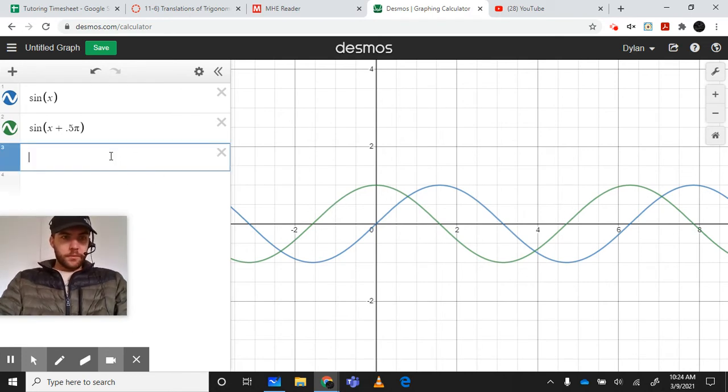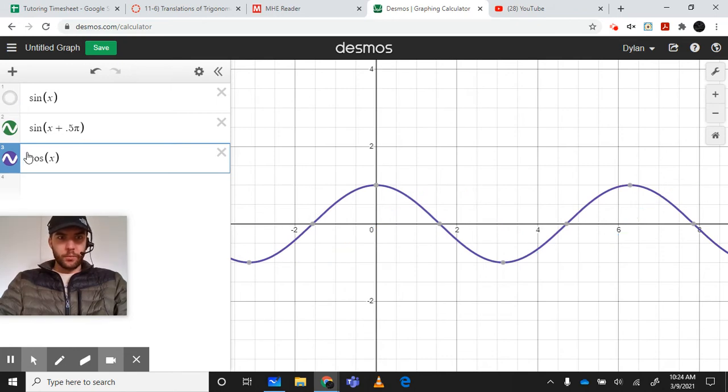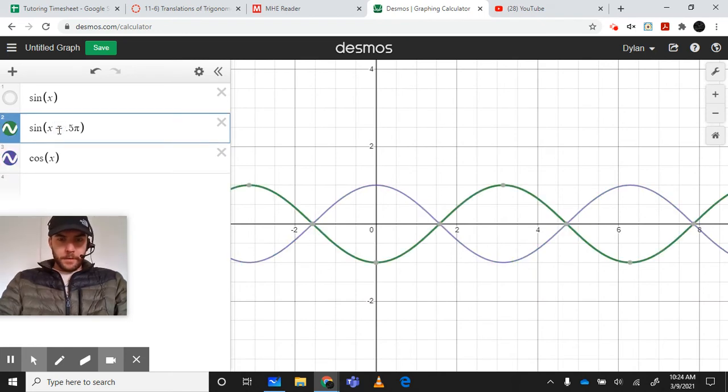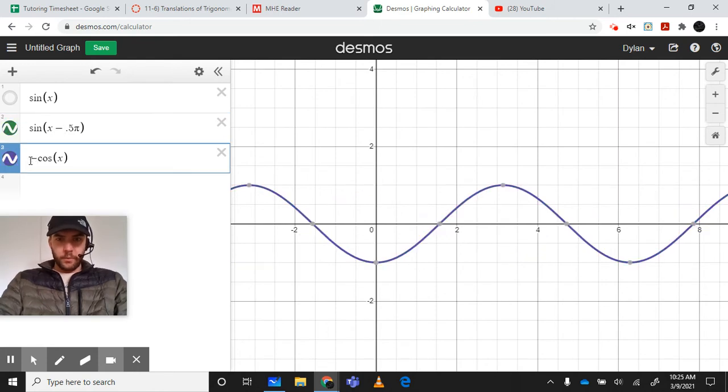So cosine of x is equivalent to sine of x plus half a pi. And if I take this one out, we end up with both lines just being totally overlapping. If I go in the opposite direction, I get a graph, this green line here, that looks like negative cosine, right? If I put a negative in the front here, we could flip it over and get them to overlap.